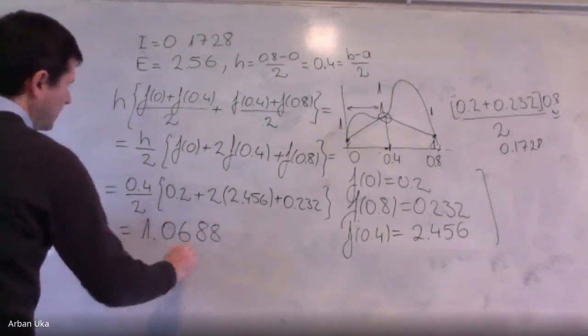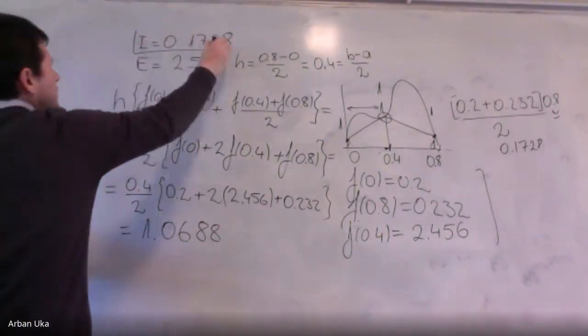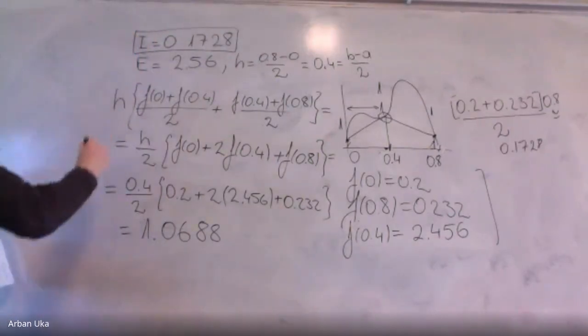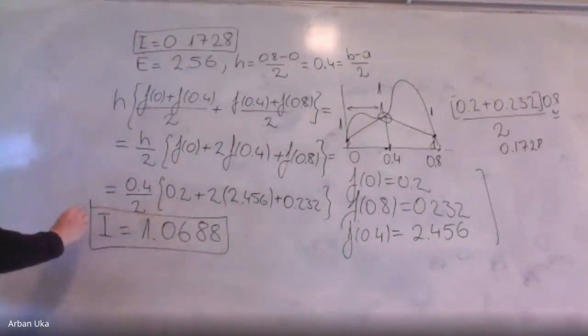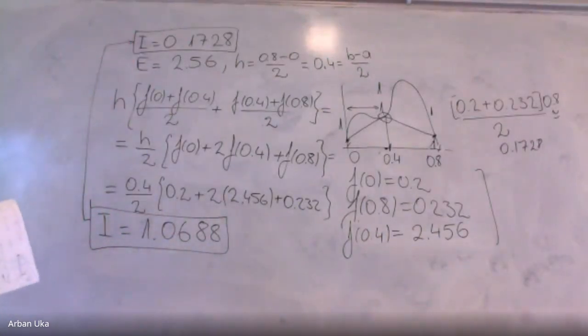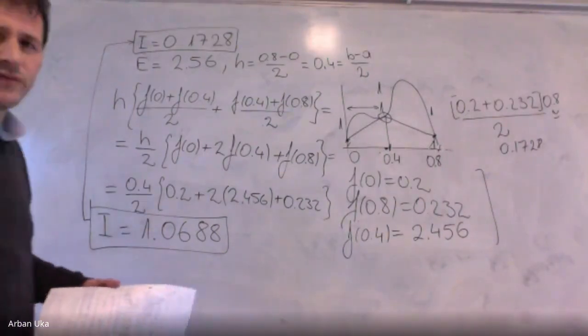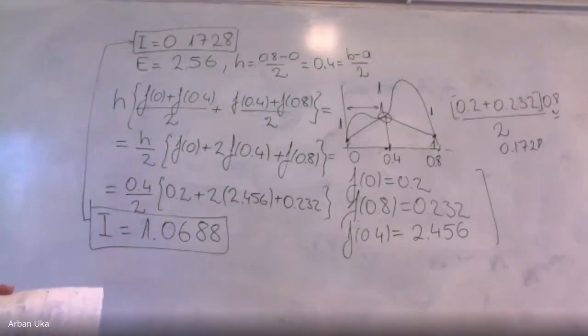1.0688. So comparing this with the previous result, this looks much more promising. So this was the previous result. Now the integral is approximated to being this. So it looks like the error has decreased a lot. And if we want to calculate the error, we can use a similar expression to what we had before, but it's going to be improved a lot.